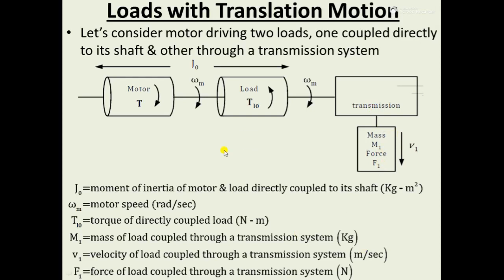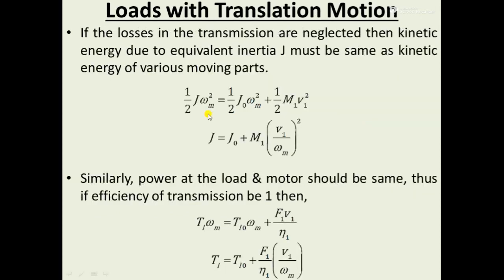Just like the previous case, for this motor load system also, we have to identify the relation for equivalent moment of inertia and the equivalent torque. The equivalent moment of inertia for this complete system is assumed as J. As in the previous case, the losses in the transmission system are neglected here also. While equating the kinetic energy of the equivalent moment of inertia with the sum of the kinetic energy of the various moving parts, we will be able to obtain the standard relation for equivalent moment of inertia.